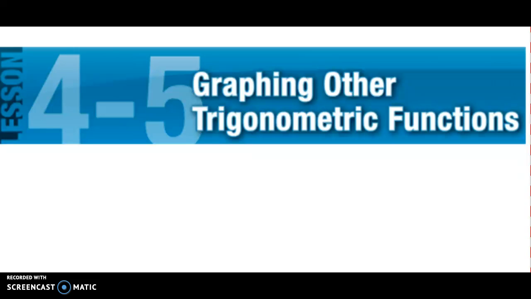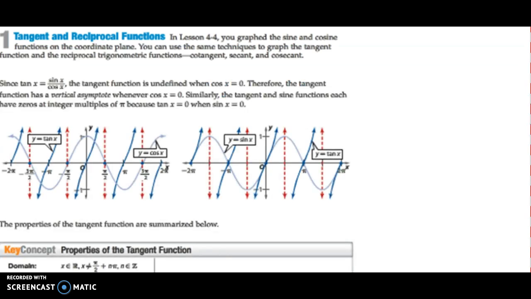Hello, today we're going to be talking about graphing other trigonometric functions. So far we've looked at graphing sine and cosine functions. Now we're going to look at graphing tangent, cotangent, secant, and cosecant. The first thing we're going to look at is tangent.